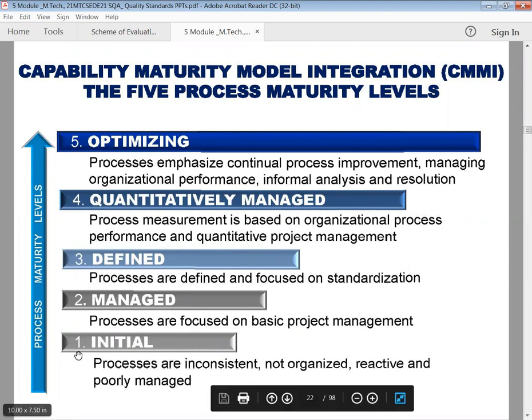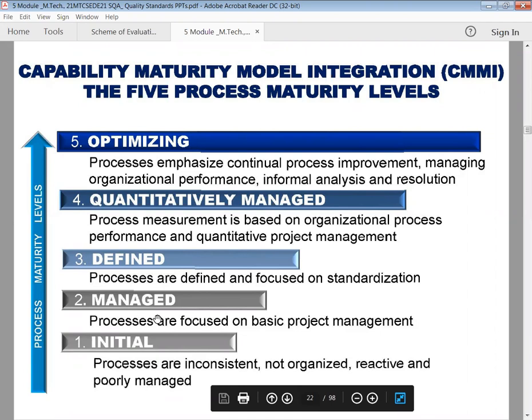So in the first level, what they are expecting is that the processes are inconsistent, not organized, reactive and poorly managed. If you are in the first level, you are not following any best practices, you are not doing anything in an organized way, and you are not maintaining or managing anything properly.